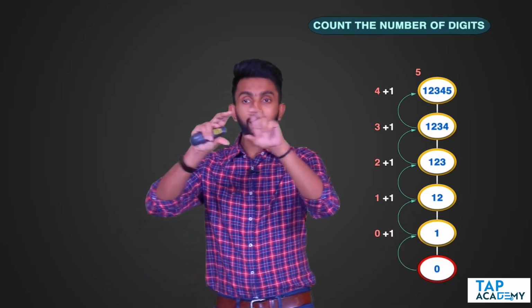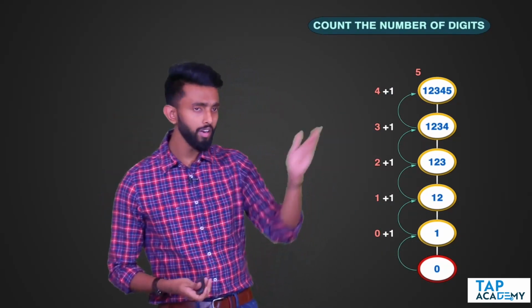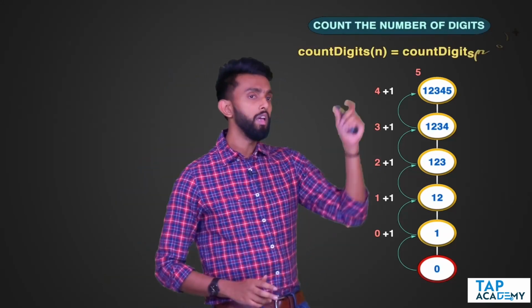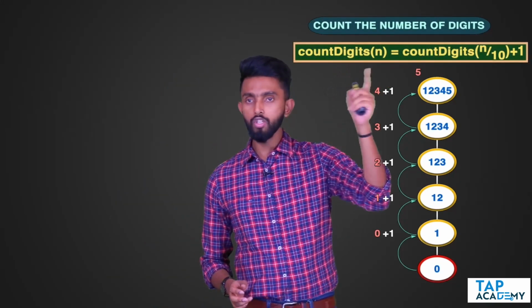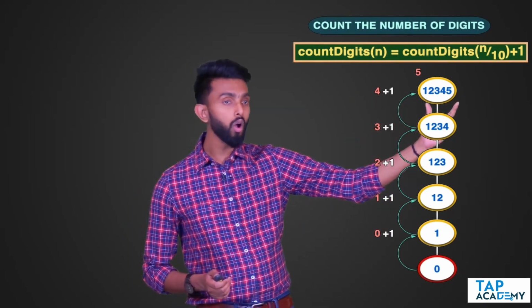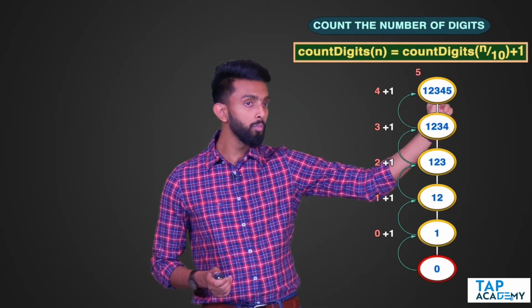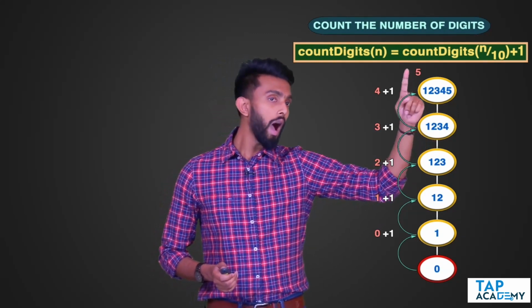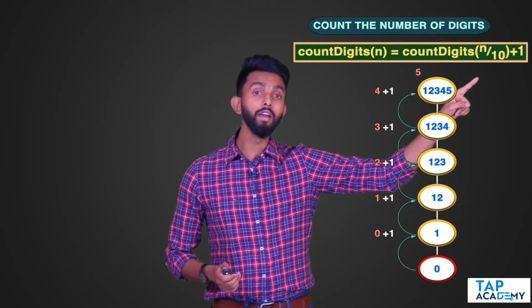So how will the recurrence relationship look like? Very simple. This is what it will look like. If I have a function called count digits of n, then before counting n digits, I would like to count n minus 1 digits, or remove the last digit and count. So see, again call count digits by removing the last digit.